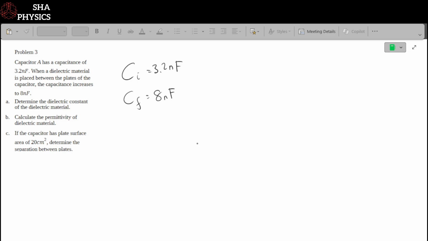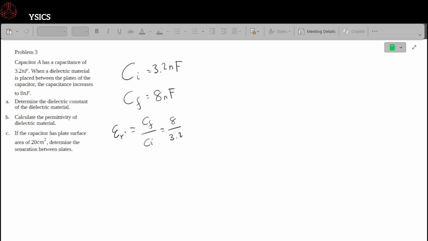Okay, determine the dielectric constant of the dielectric material. So at this point we should remember that epsilon, or the relative permittivity, which is the dielectric constant, is simply equal to Cf over Ci, which is going to be 8 over 3.2.